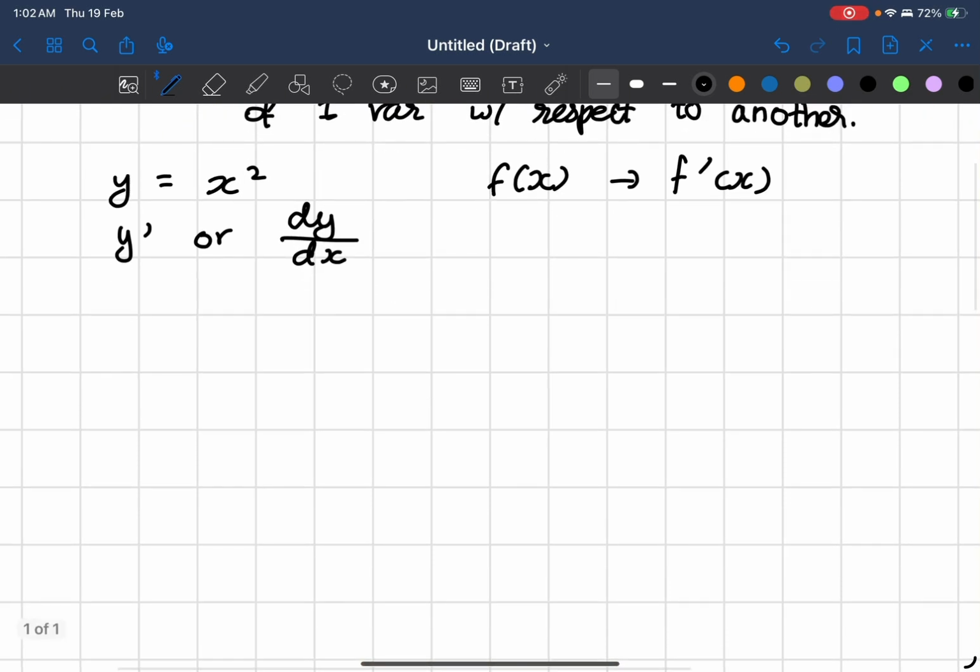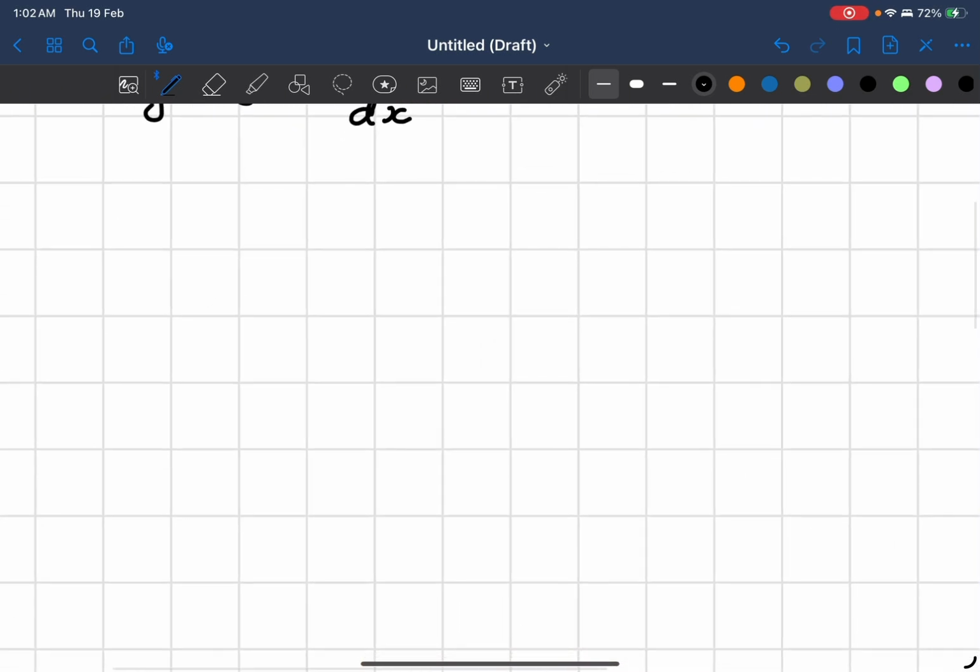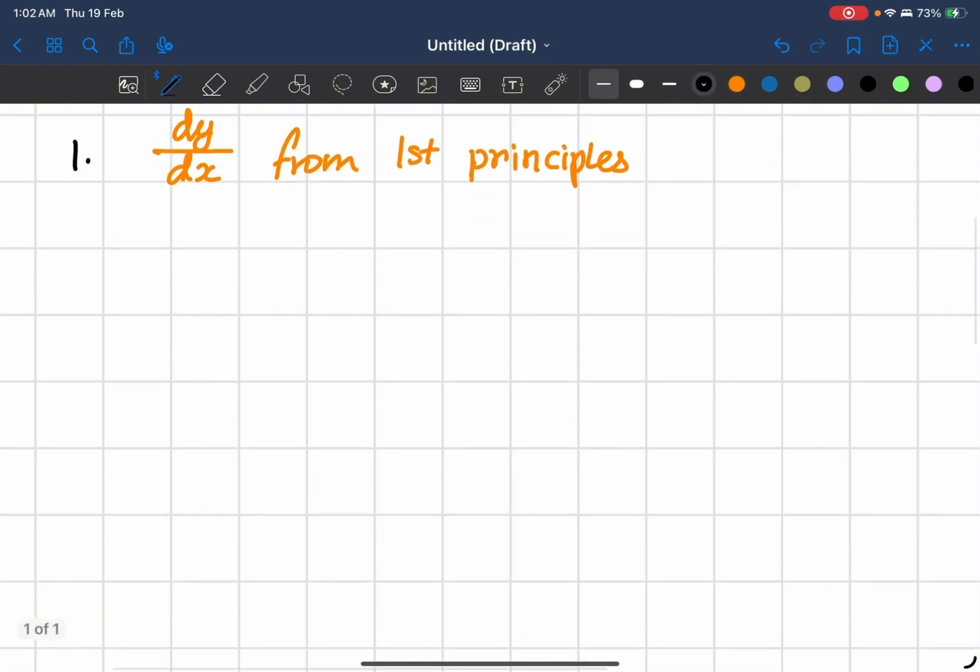Okay, let's get straight into it. So first of all, we're going to be covering differentiation from first principles. So let's write that down. dy over dx from first principles. Perfect. Okay, so this has a really basic formula, and I think it's given in the formula booklet for AAHL. I'm not sure about the other ones, but yeah, so I'll just write it down here.